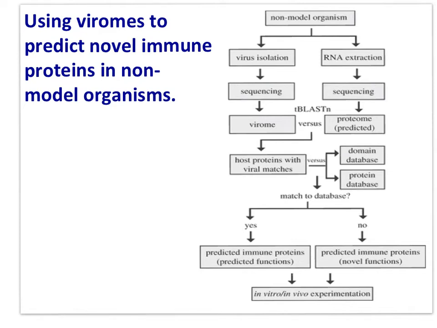Now, the same process was then applied to reef-building corals, a non-model organism that currently lacks traditional molecular tools like transgenic animals or gene editing capabilities and in vitro cell cultures. So viromes isolated from corals and compared with the predicted coral proteome resulted in 159 coral proteins involved with immunity. Immunity is mostly studied in a few model organisms, leaving the majority of immune systems on the planet unexplored.